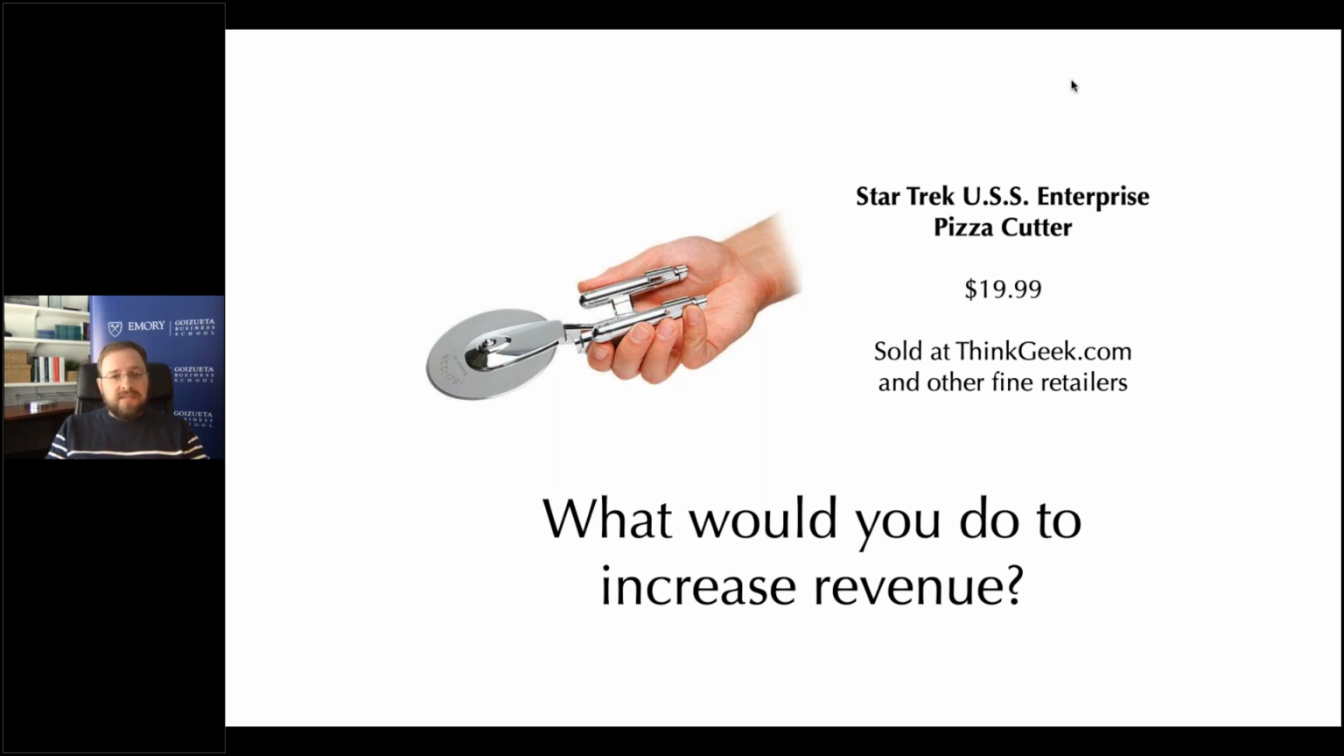If it helps, this is the NCC 1701 version of the Enterprise. This is the design from the original 60s TV show. If that matters, if that helps you guide your strategy at all. All right, have you got something? Have you thought about what you would do? How would you increase revenue for this product?